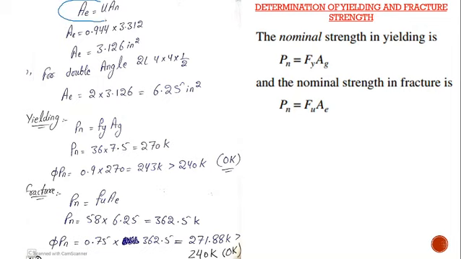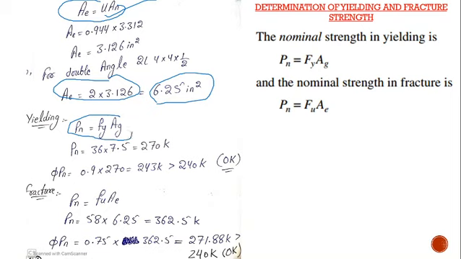Finally, you calculate the effective area, which you found in the previous slides. Net area you have also found. Effective area is 3.126 square inches. You have to multiply it by 2 because it's a double angle, or two-angle tension member, and we get 6.25 square inches. Finally, yielding. This is a very famous formula and you have been using it for the last many lectures: Pn is equal to FyAg. The gross area always yields and the effective area always fractures or ruptures. Fy is 36 for A36 steel, and we get 270 kips.